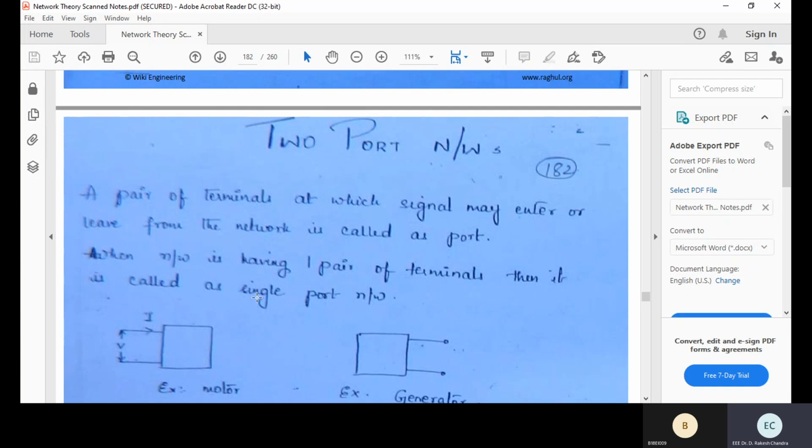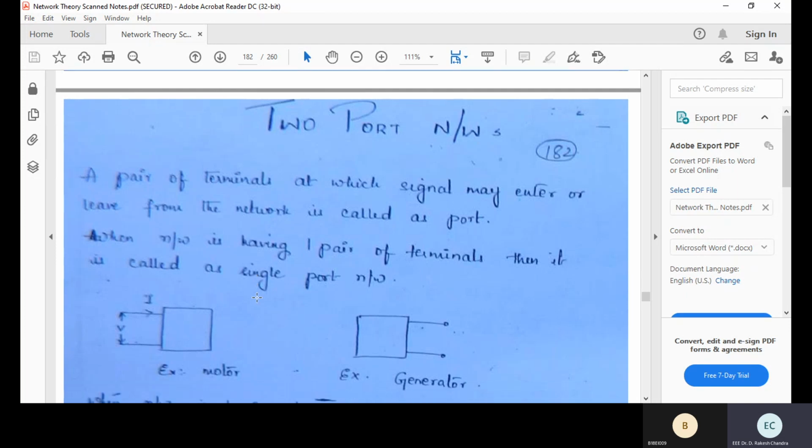We solved almost one or two problems per case, but at the end of the sessions, after 4 or 5 days, we'll solve complete problems: two problems on DC transients, two problems on AC transients, and one or two problems on each theorem, so that we can conclude all these things. Right. We'll start the two-port networks today.